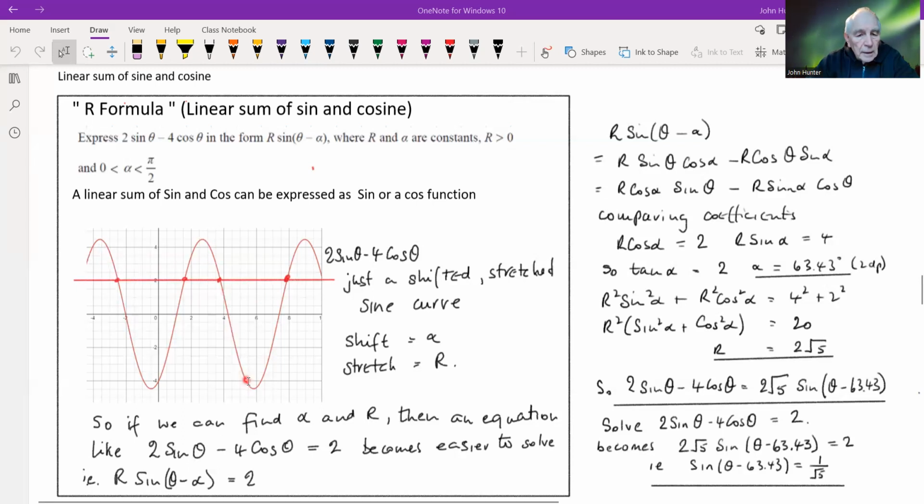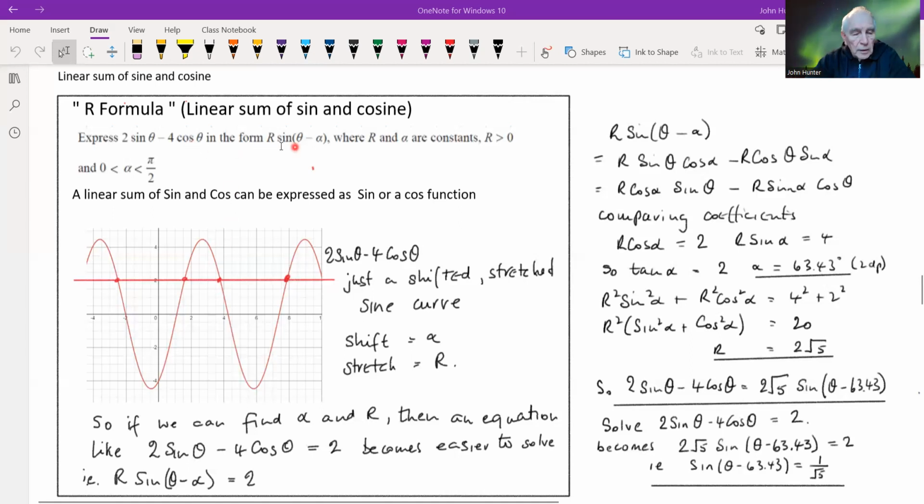Also it's shifted. It's not a plain sine curve because it doesn't start off at 0, nor does it start off here. This peak is not actually on the y-axis. It's actually been shifted and stretched. It's a shifted, stretched sine curve, or a shifted, stretched cosine curve, if you like.